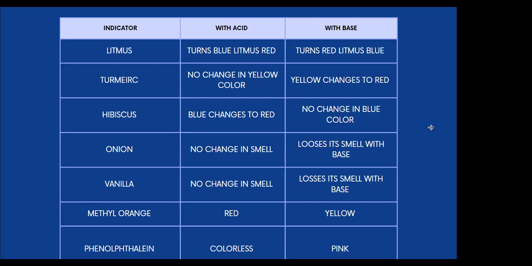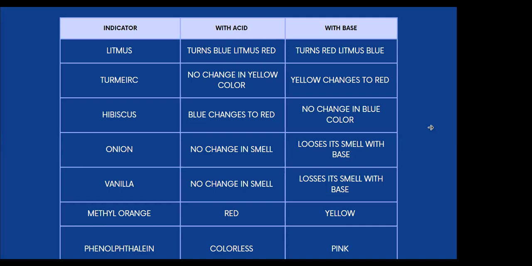Next is methyl orange. It turned red in the presence of acid and it turned yellow in the presence of base. Phenolphthalein, which is a colorless liquid, remains colorless in the presence of acid and turns pink in the presence of base. It is a very famous indicator that is being used in class 11th and 12th for the titration test.